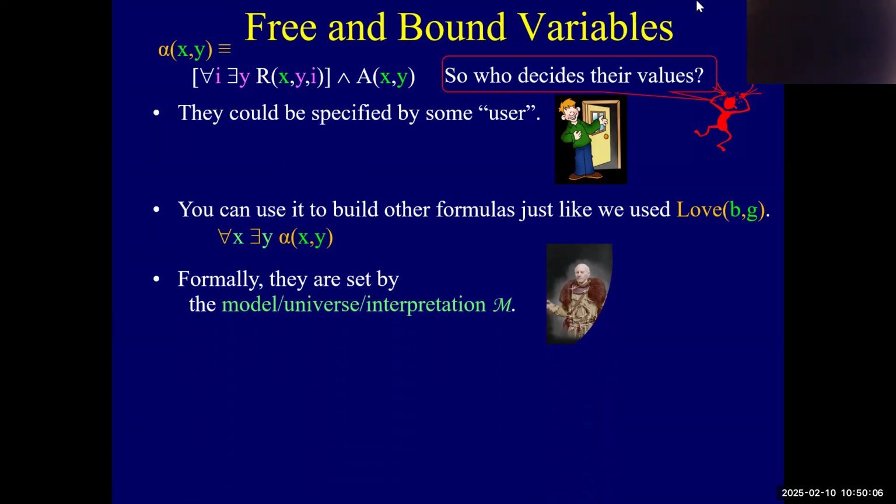Another way is if you just are told to prove this, right? Then you're assuming that you're proving it's true for all values of the free variable, right? So there's an implicit for all X, for all Y in front. And so who's kind of doing it? Well, it's the model, the universe, the interpretation that's defining the values of the X and Y. Right? Does that make sense?